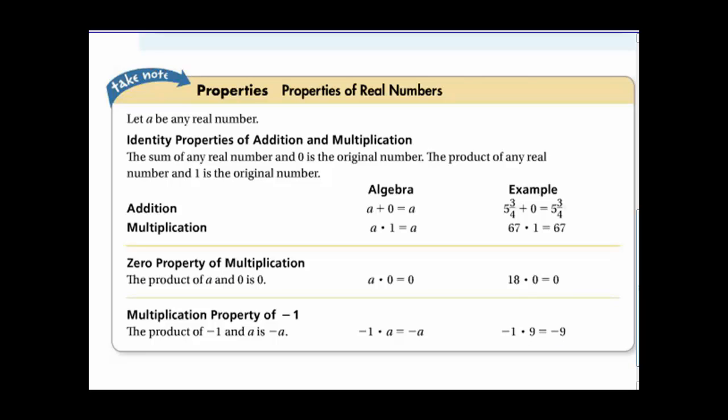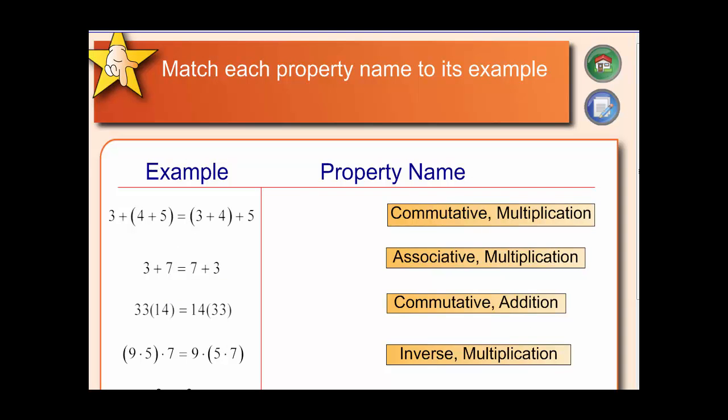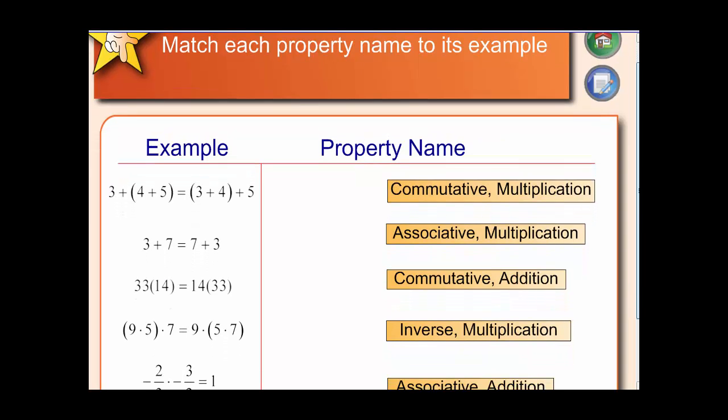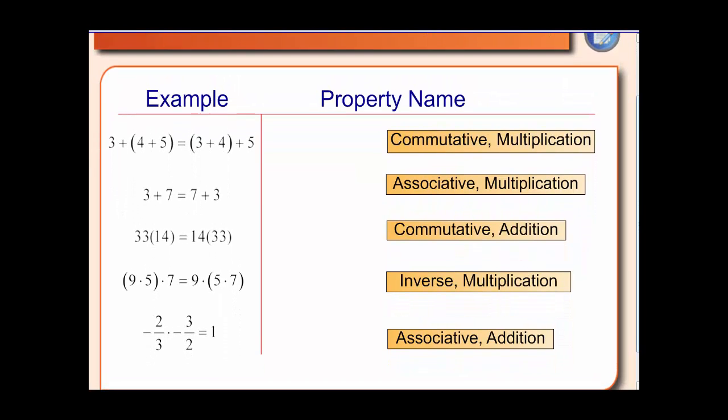Okay, let's see your turn now. We'll make it easy for you. Take the property name on the right and just draw a line to the example on the left. I'll give you about 30 seconds. Go.